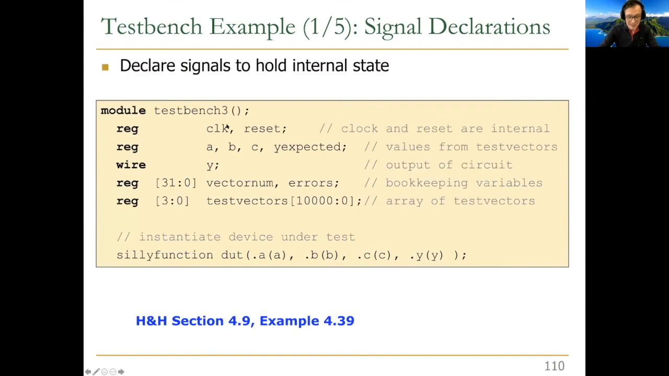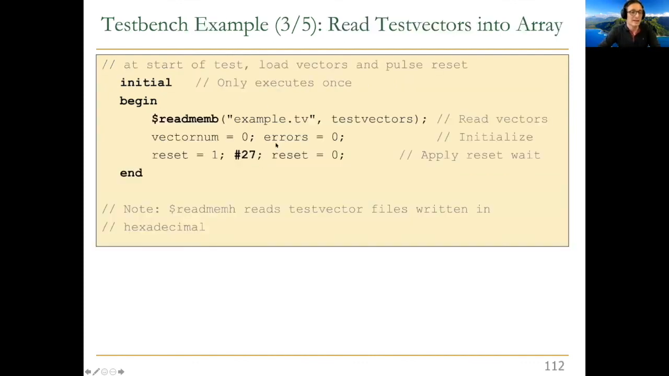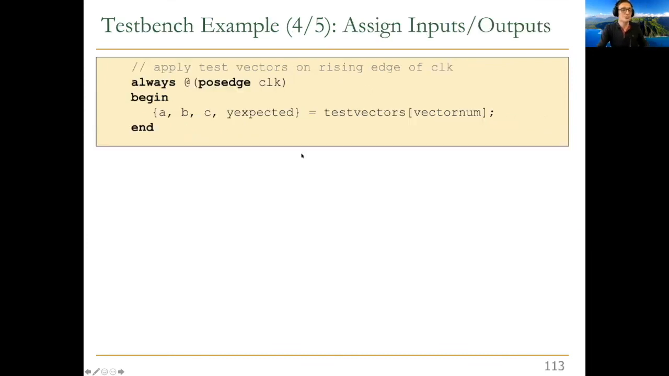We generate a clock. Essentially, the clock is high for 5 nanoseconds, and then it's low for 5 nanoseconds, and it basically keeps repeating, right? There's no sensitivity list, so it always executes. So forever, this clock keeps repeating. And then this is what we do. The initial only executes once. You read the test vectors, and then do some reset, and then wait. And this is what you do for testing.